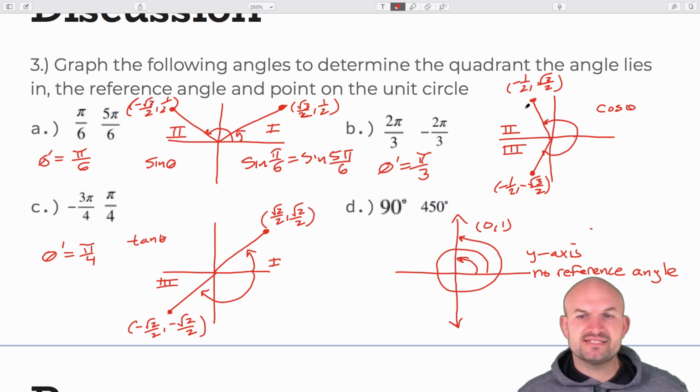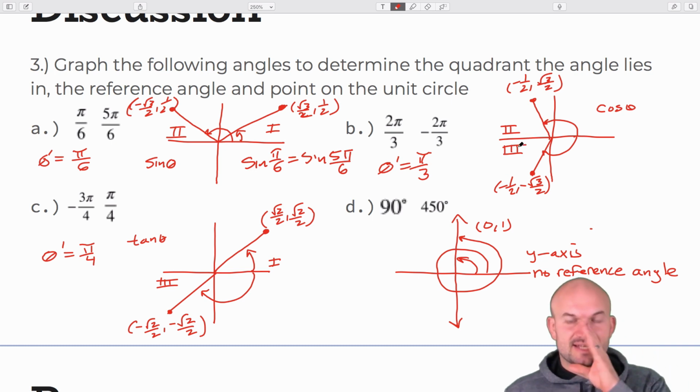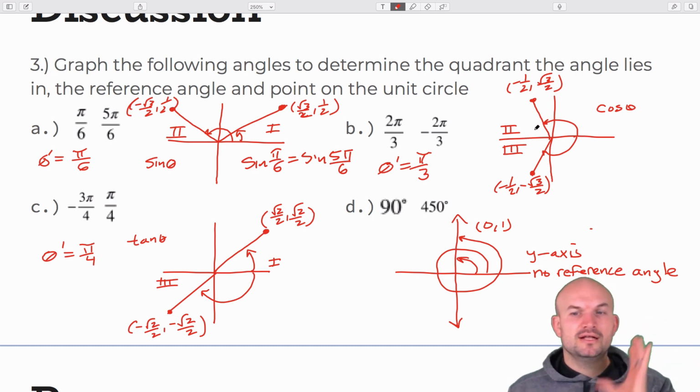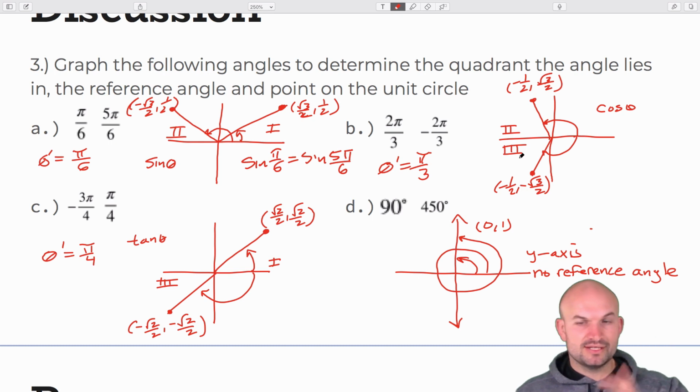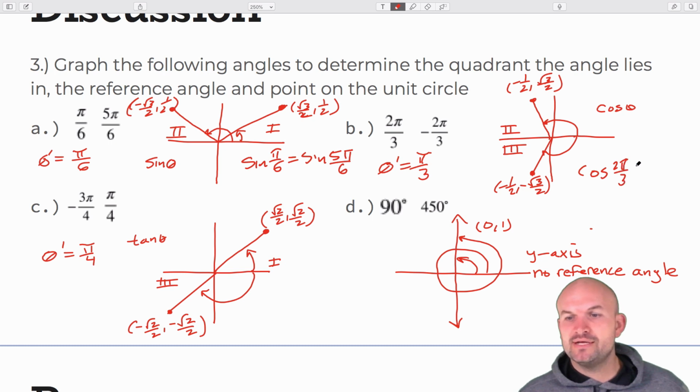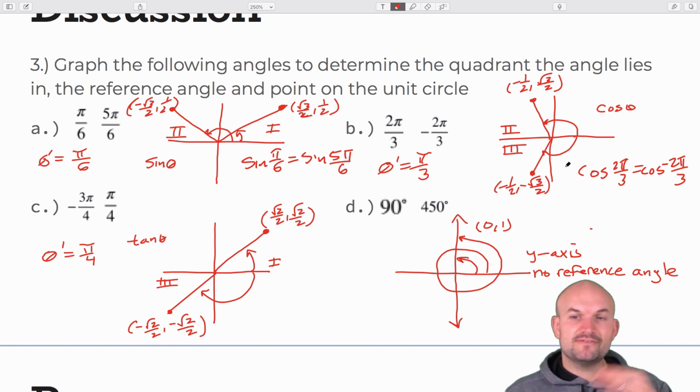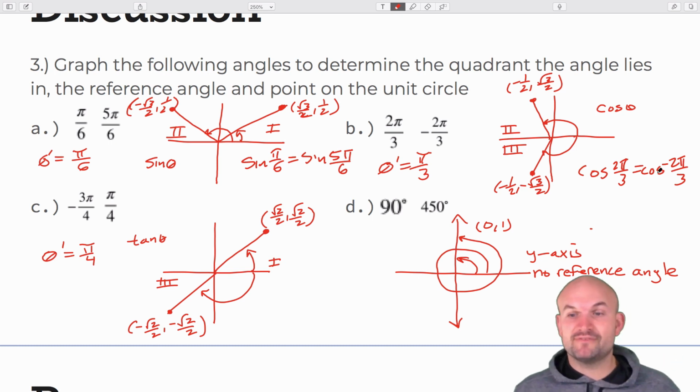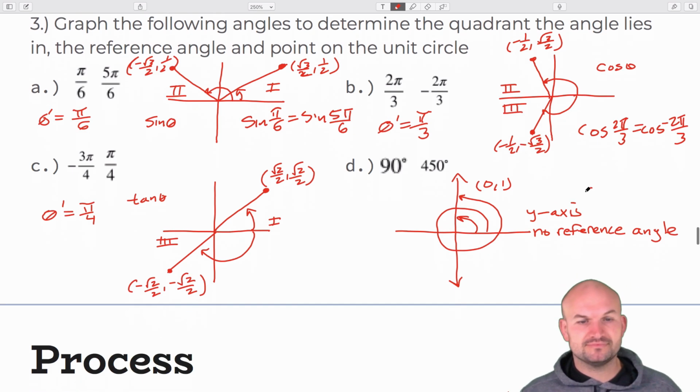In the second and the third quadrant, you recognize again, same coordinate points, same reference angle. The only difference here is the y coordinates, because one's in the second and one's in the third. But the cosine is the same for both of them. So therefore, the cosine of 2 pi over 3 is equal to the cosine of negative 2 pi over 3, because there is no difference with the cosine. They're both negative 1/2.